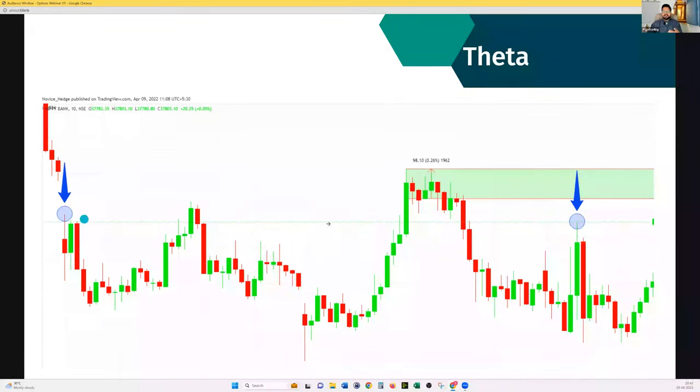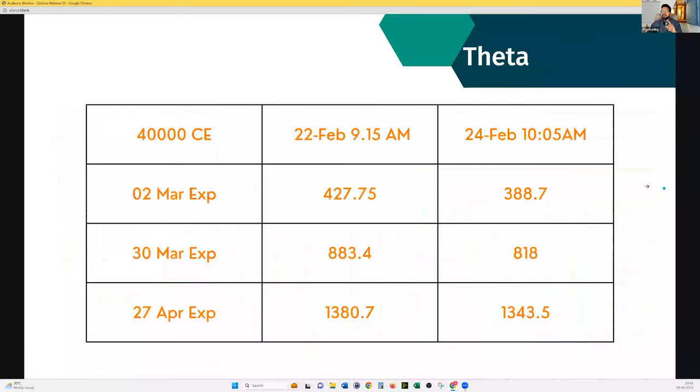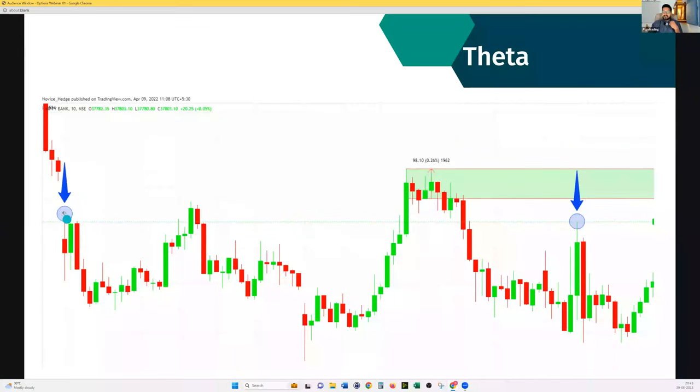See, at this point and at this point, the market is trading at the same point on different dates. Let me take the values for your reference. On the 2nd March expiry, we have 427 premium and 388 premium over here. This is 22 February at 9:15 a.m., the market was trading over here. And on 24th February, 10:05, the market is trading at the same point as this date.